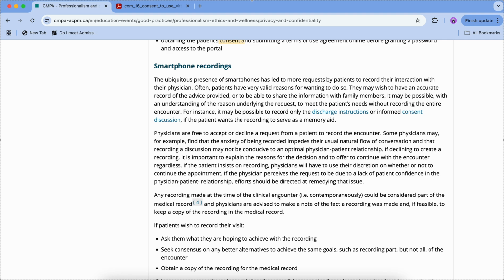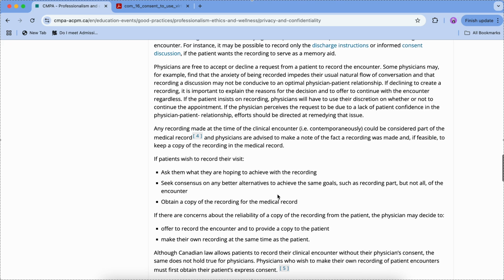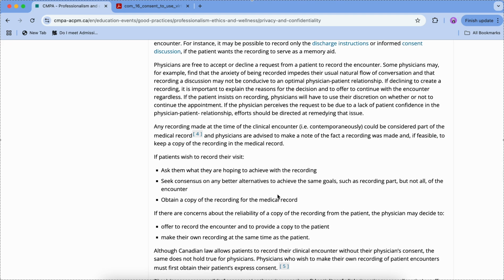If the patient wishes to record their visit, ask them what they are hoping to achieve with their recording. Seek consensus on a better alternative to achieve the same goals, such as recording part but not all of the encounter. Obtain a copy of the recording for the medical record. If there are concerns about the reliability of the copy of the recording from the patient, the physician may decide to offer to record the encounter and provide a copy to the patient.